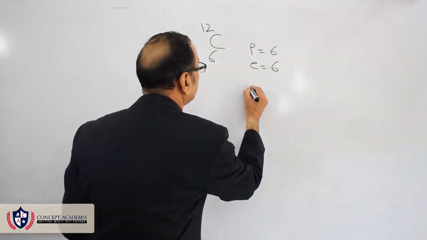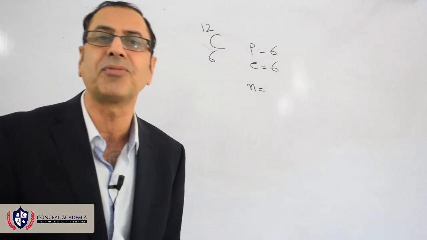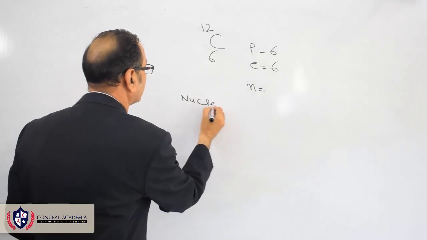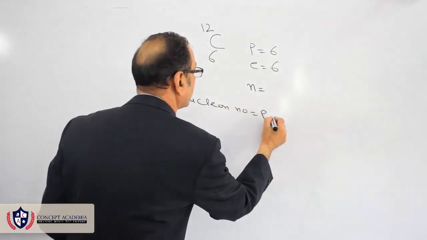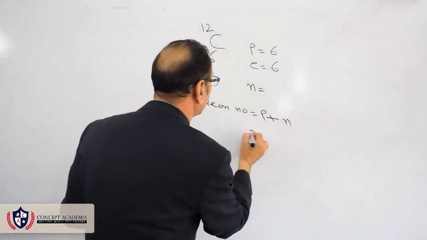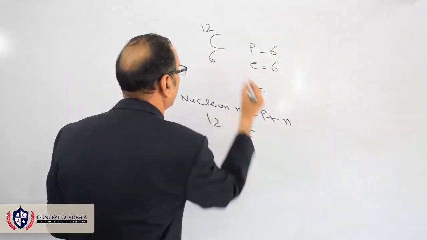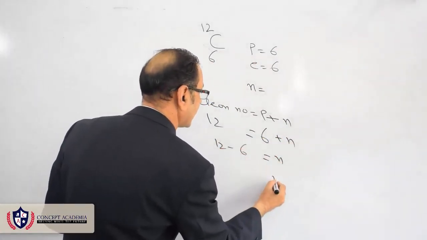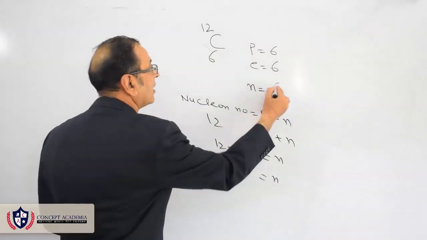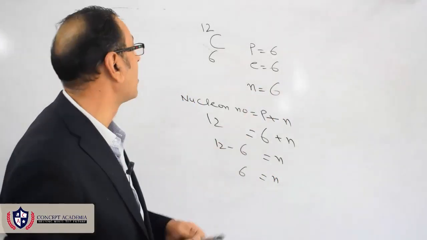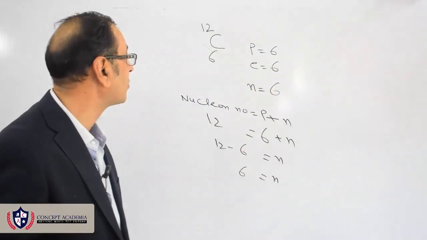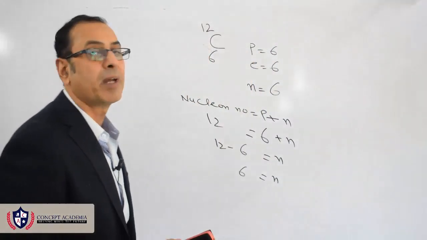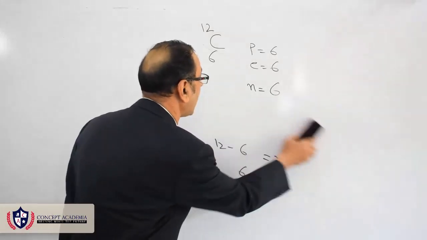We have also discussed the method to find neutrons: nucleon number equals proton number plus neutron number. The nucleon number is 12, protons are 6, plus neutrons, so neutrons are 12 minus 6, and neutrons are 6. So we have found that protons are 6, electrons are 6, and neutrons are 6. Next I will find out which period number and which group number carbon belongs to.